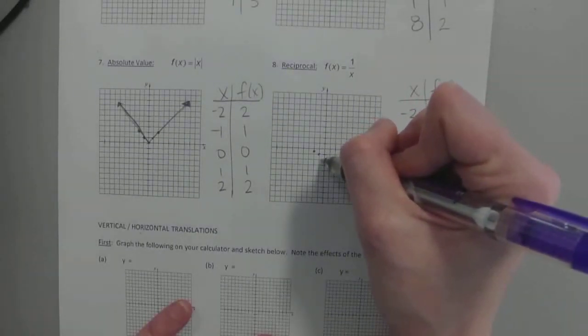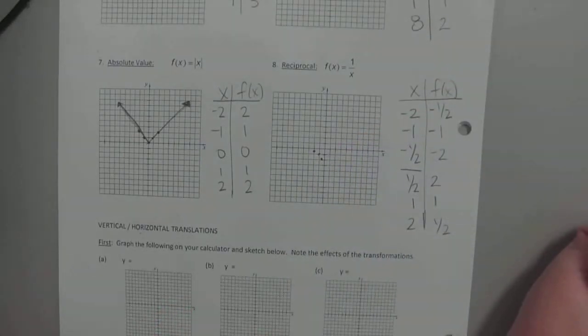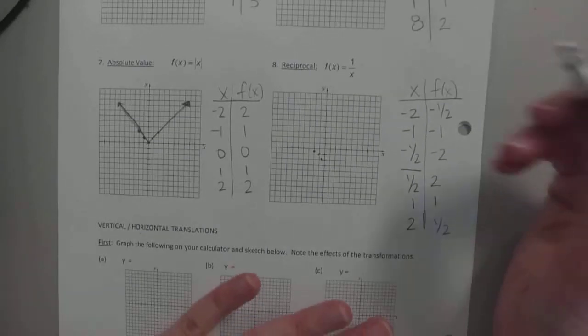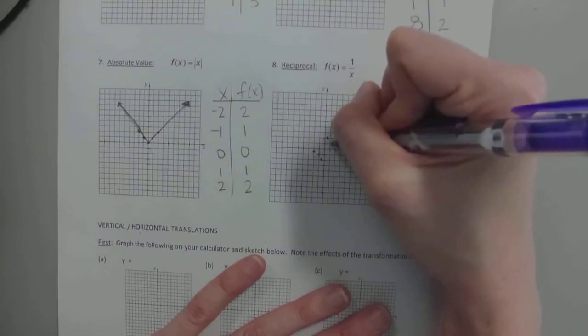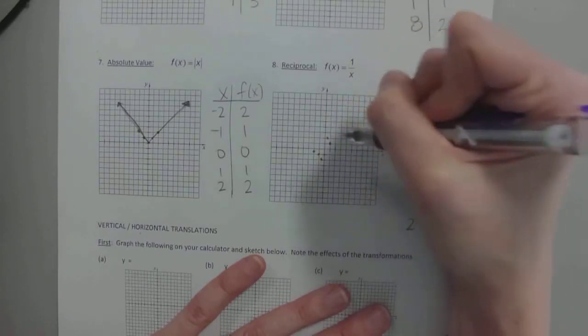And then we'll go to -1, -1, and we'll just plot him right there. And then we're going to go to -1/2. So again, try to plot it as perfectly as you can, -1/2, but then we're going to go down to -2. And we'll talk about what's happening there, okay? Let's go plot our other ones.